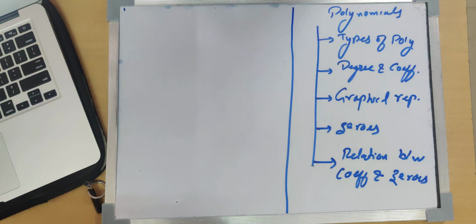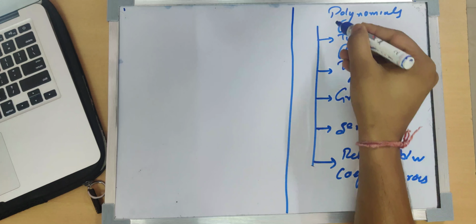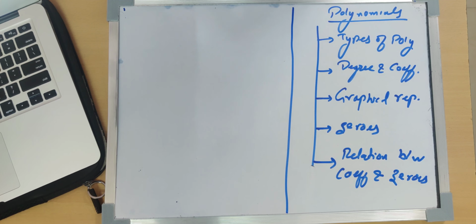Hello students, today we are going to start the topic polynomial, which is your chapter number 2 of NCERT. And on this topic today we are going to discuss a few of the topics which are written in front of you. The types of polynomial, degree and coefficients of the polynomial, the graphical representation, zeros of the polynomial and the relation between coefficients and zeros.